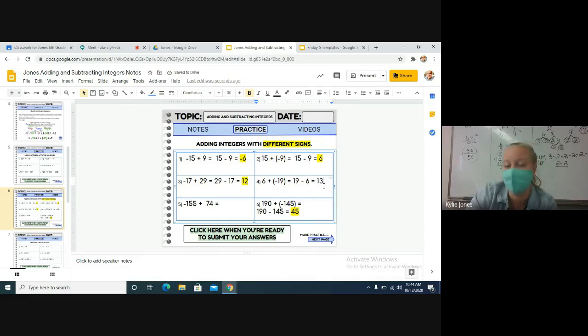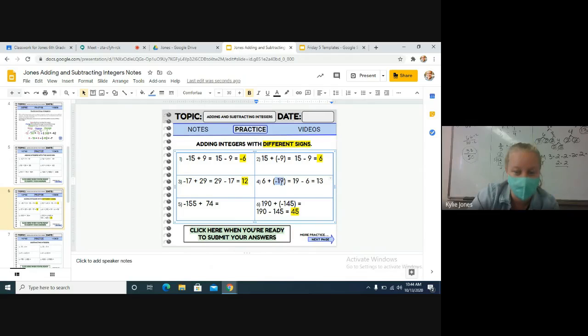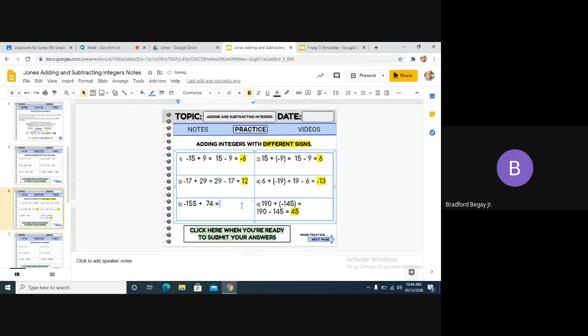So now we need to decide if it's negative or positive. We know that 19 is our bigger number. Is 19 negative or positive? Negative, because the 19 is negative, that makes our answer negative. Negative 13 on that one. Okay.